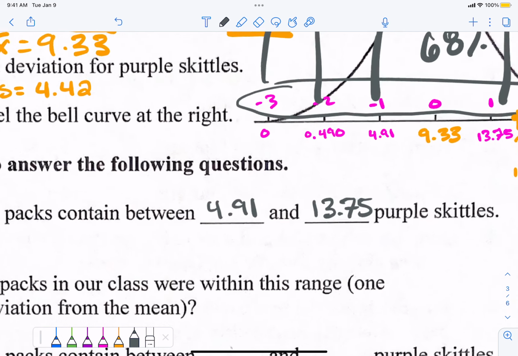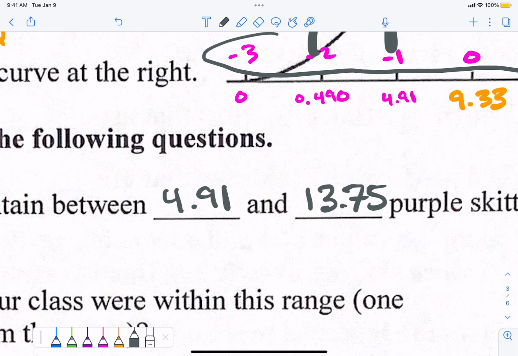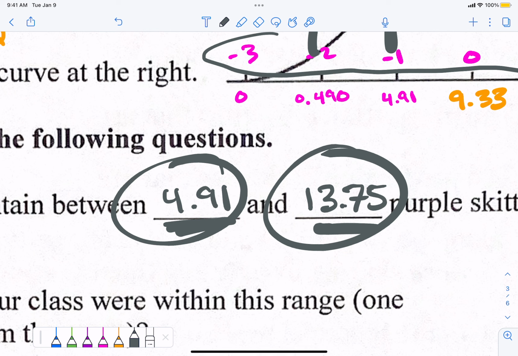So 68% of all bags of Skittles should have between 4.91 and 13.75 purple Skittles. That's the majority of bags. Now, did all of our bags have at least 4.91 or under 13.75 purple Skittles? No, because Jake was down here with 2. Anybody under 4.91?